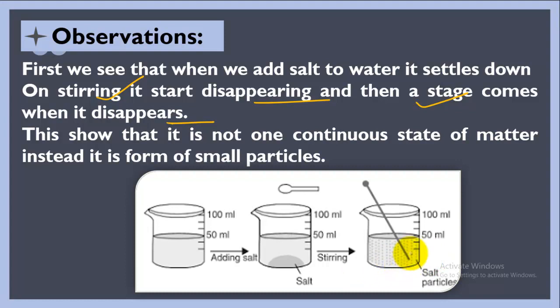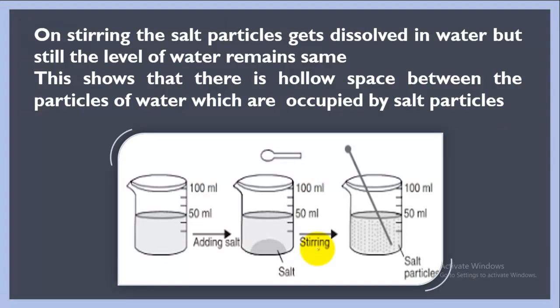So it completely disappears. At this point, it is confirmed that it is not one continuous state of matter. Instead, it is formed of small particles. So it proves that it consists of not only one state, it consists of small particles. Because when you are stirring, these particles are actually moving around and occupying the space between the water molecules. So on stirring, the salt particles get dissolved in water, but still the level of water remains the same.